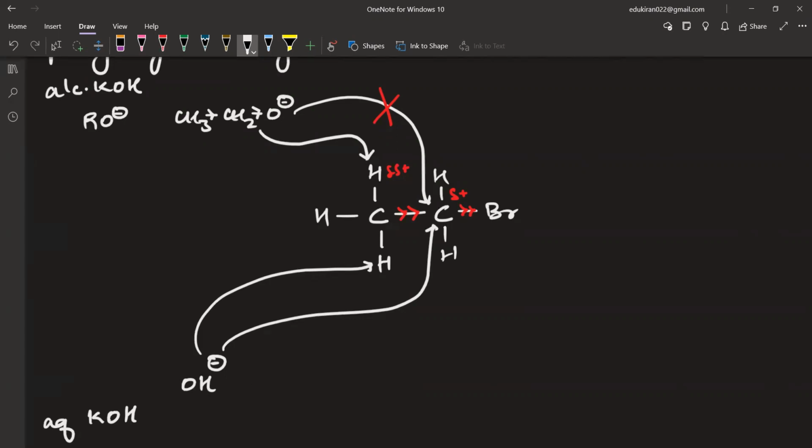It will look at the hydrogen. Hydrogen is having slightly positive charge. It will dump all of its electrons on this hydrogen, and this type of reaction is going to happen. This hydrogen will give the electrons here, and this Br will leave, and you see elimination reaction happening.